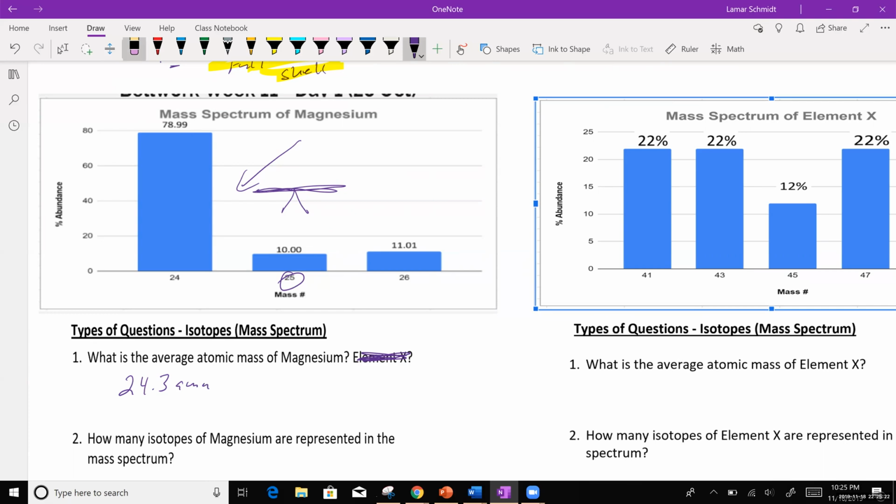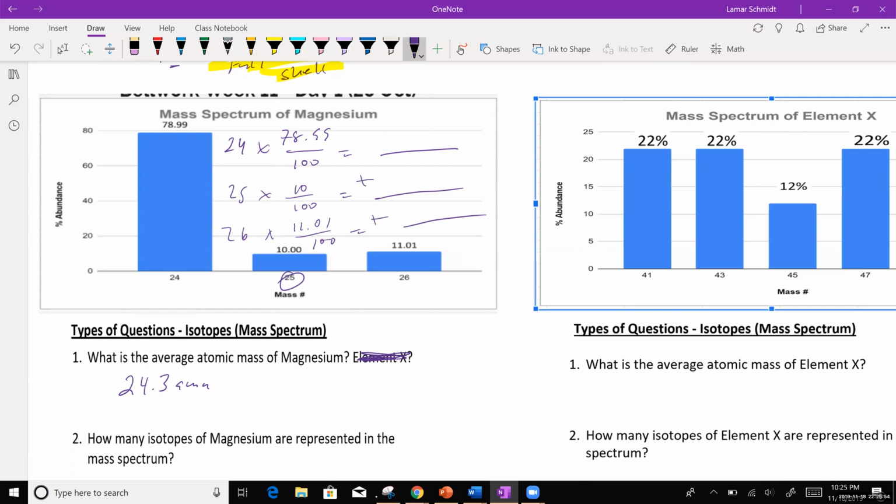You could guess that, or you could simply do the math for each of these isotopes: 24 times 78.99 divided by 100 equals blank. 25 times 10 divided by 100 equals blank. And 26 times 11.01 divided by 100 equals blank. You could add those all up and you will get 24.3. So there are 2 ways to do that.